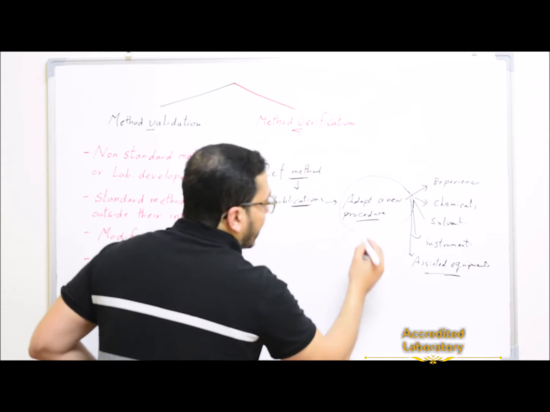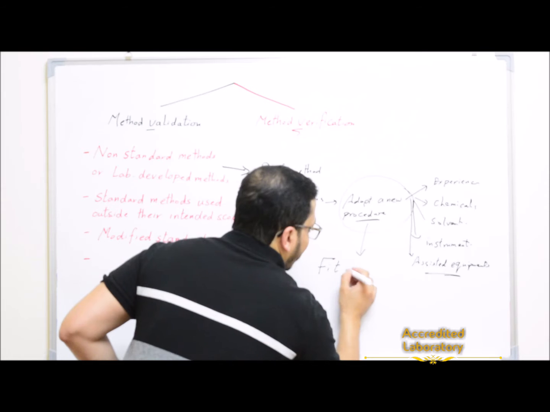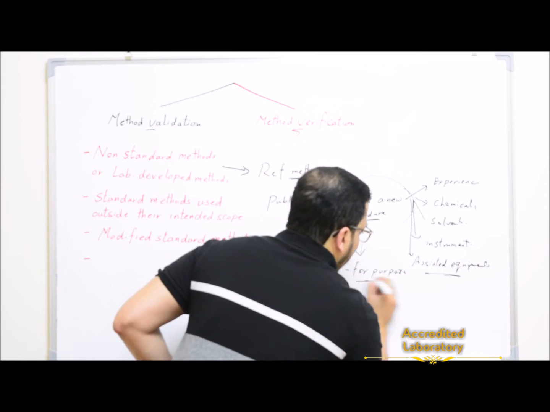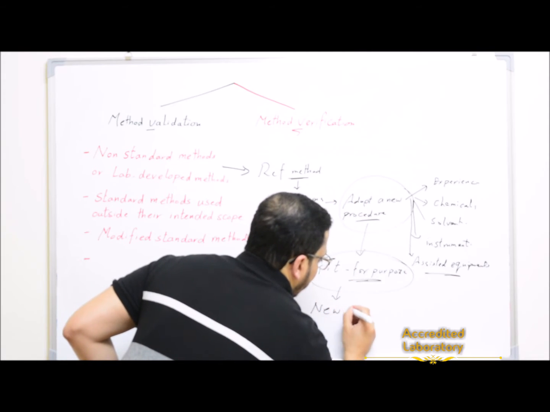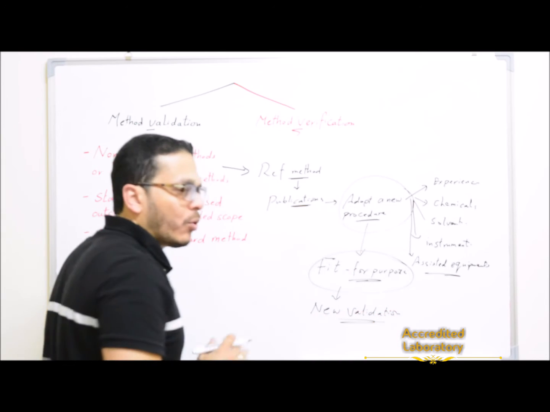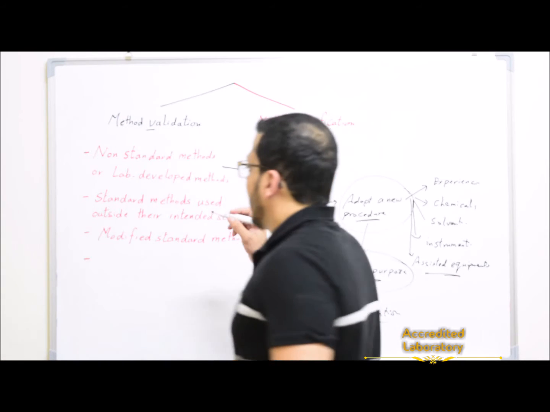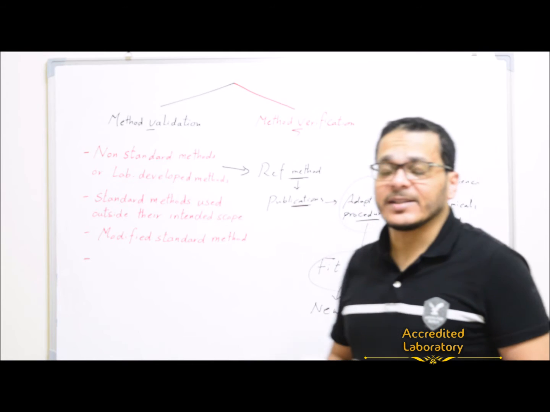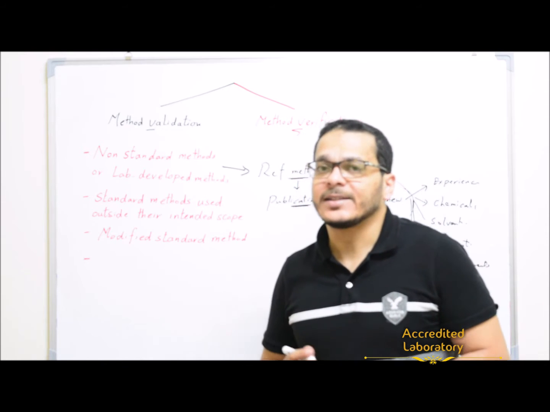And then you will find out this procedure which is fit for your purpose. So in this case, you need to make new validation by evaluation of all method performance parameters or most of them. Then also, you need to make it for standard methods used outside their intended scopes. What does it mean, standard methods used outside their intended scopes?